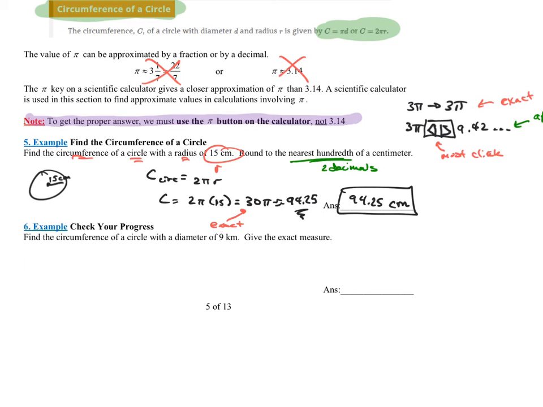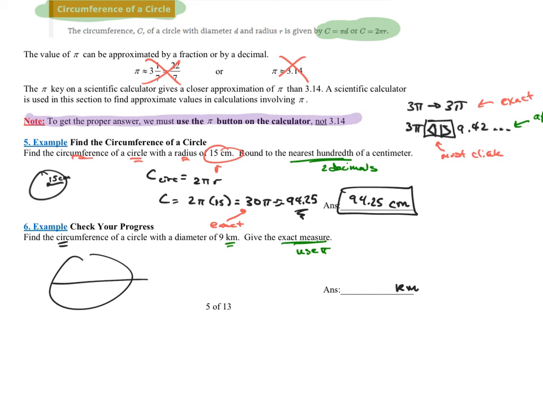Example 6. Find the circumference of a circle with diameter of 9 kilometers. Give the exact measure. I want you to notice here it says exact measure. That means you're going to use pi in your answer. This is also in terms of kilometers, so I know that I'm going to have kilometers as my answer. I'm going to label my units first before I do anything. I know that I'm finding circumference, so it's just the units, just like perimeter is.